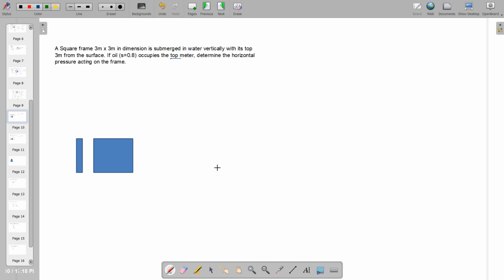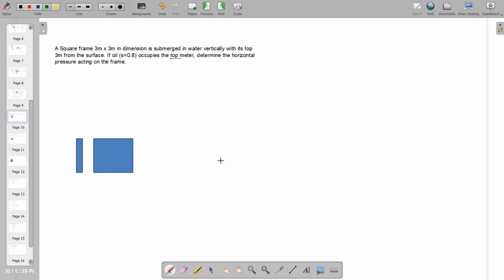And welcome, class, to the session of fluid mechanics. This time we are going to have more examples on hydrostatic force on plane surfaces which are submerged. So let us consider this first example.